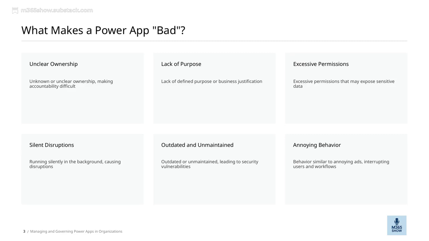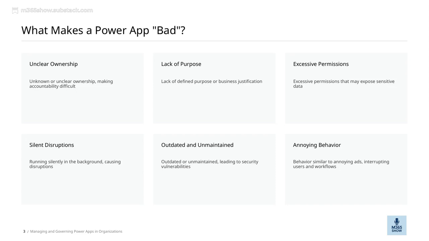Let's talk about what can make a Power App bad or problematic within an organization. First, one of the issues is behavior that's similar to annoying ads. These are the apps that interrupt users or workflows unexpectedly, causing frustration and reducing productivity. It's important to manage these behaviors so they don't become a nuisance. Next, we have outdated or unmaintained apps. When Power Apps aren't kept up to date, they can become security vulnerabilities, putting sensitive data at risk. Regular maintenance is crucial to keep things secure and functioning properly.